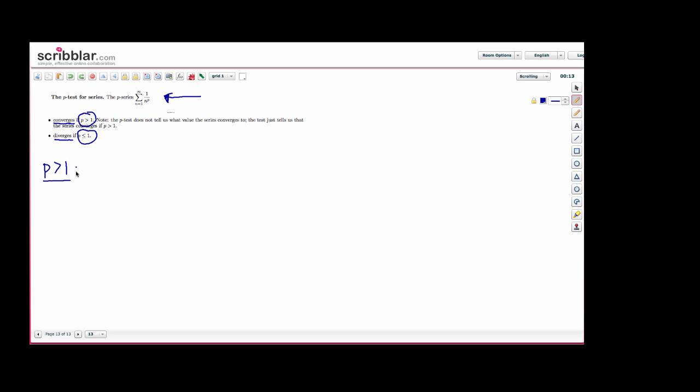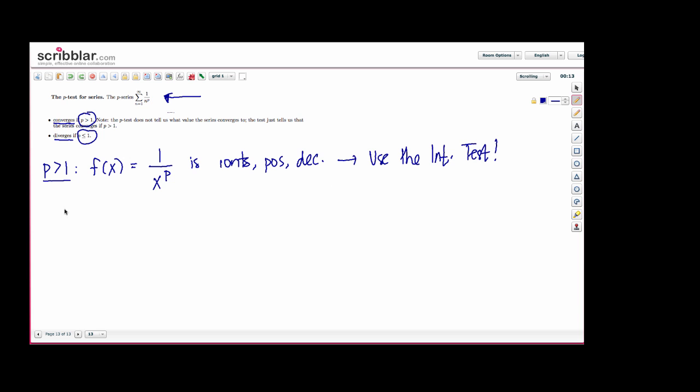So if p is greater than 1, notice that the function f of x equals 1 over x to the p is a continuous, positive, and decreasing function. So that all tells us that we can use the integral test. The integral test tells us that we need to compute the integral from 1 to infinity of 1 over x to the p dx.